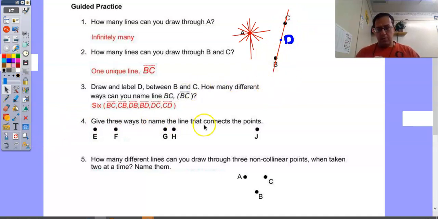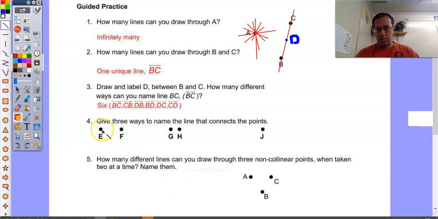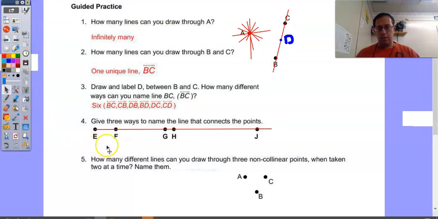Okay, give 3 ways to name a line that connects these points. So I am going to go ahead and draw in that line, because why not? There we go. A line that connects all 3 points. 3 ways to name it. So pause the video real quick and name this line in 3 different ways.